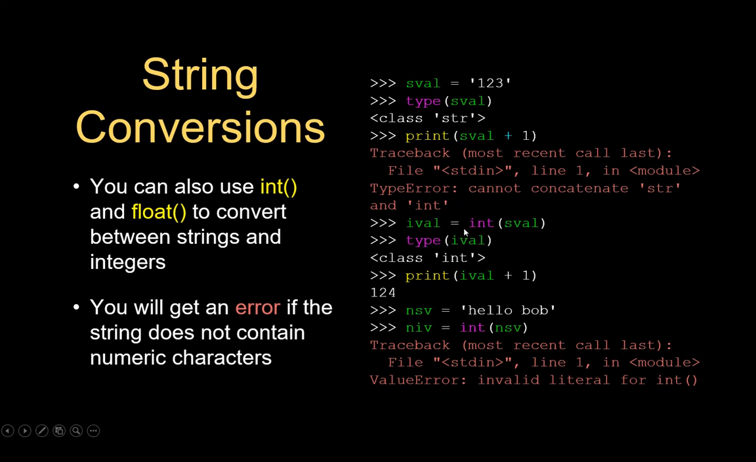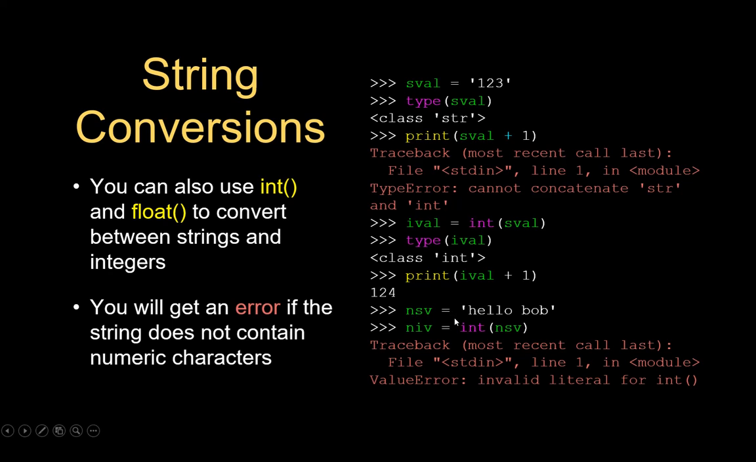What we can do is use the predefined int function on this variable and change it to an integer. Then when we run the print function trying to add 1 to this variable, which is already an integer, we get the correct output, and we don't get the traceback error message.